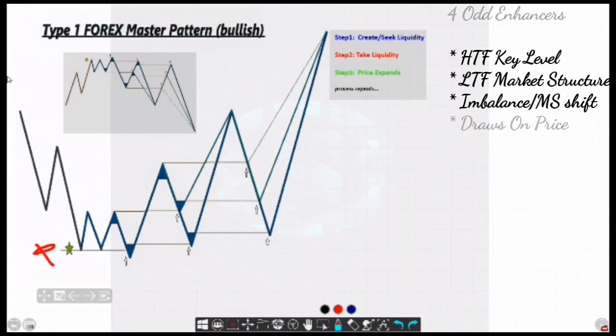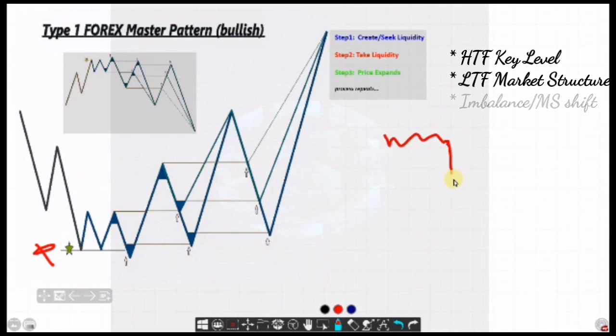The fourth one is what I call a draw on price. If price is moving up, where is it going to? That's another thing I'm looking at. That could be a liquidity pool above price, or it could be both of them. In some cases, it could be an imbalance: a strong movement of price to the upside, where price has to go back and rebalance.